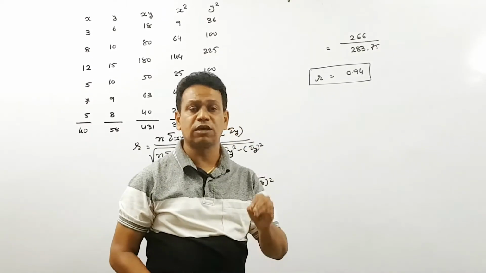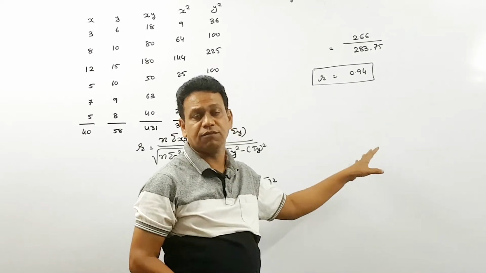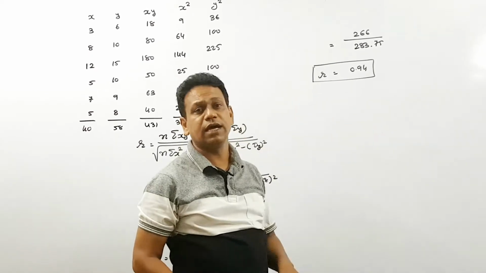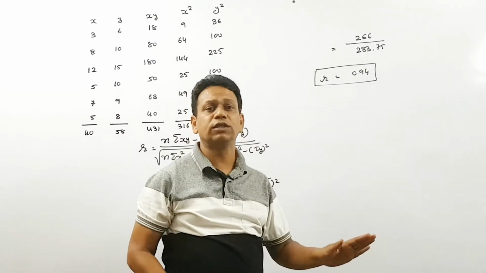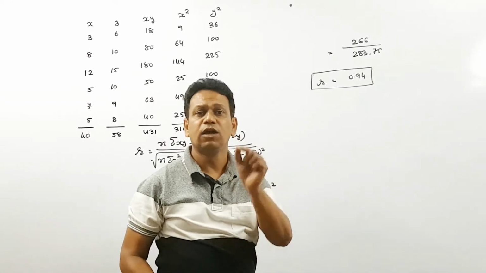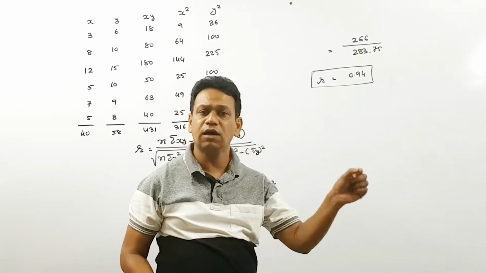The interpretation is compulsory to write every time after getting our answer. So your interpretation is there. Our answer is very near to 1. That means what? There is a high degree of positive correlation between the variables.